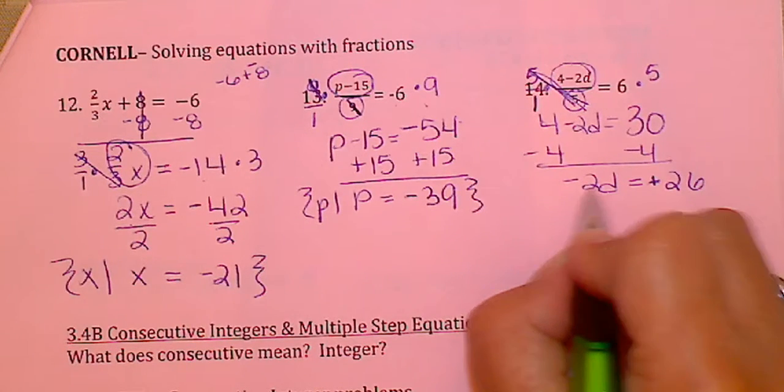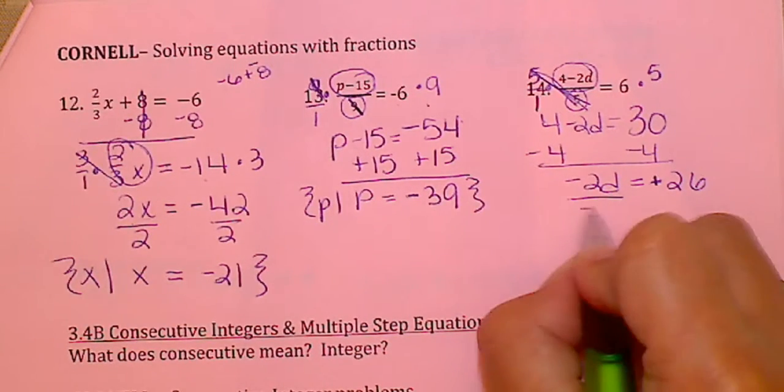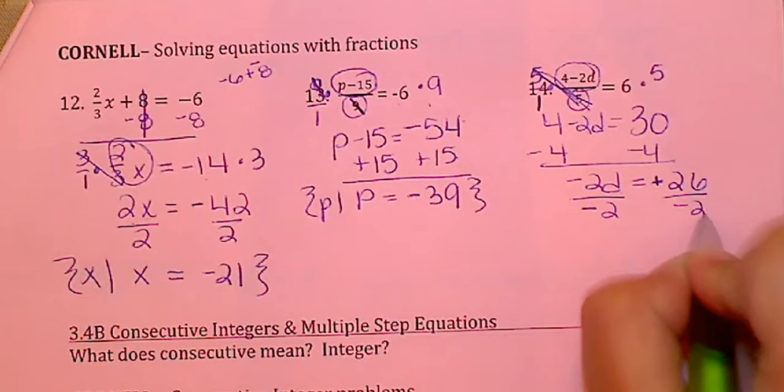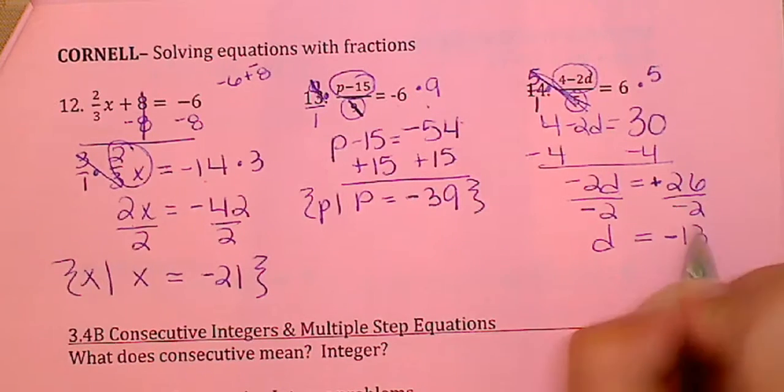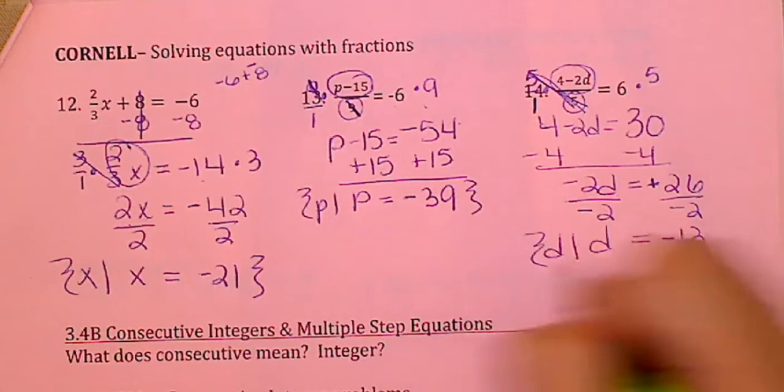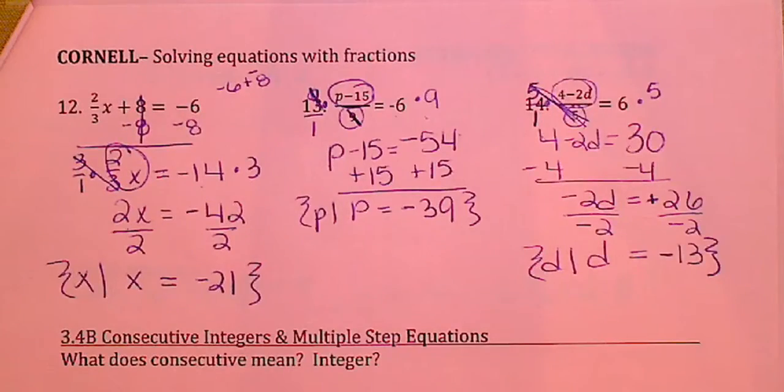And then we want to get d alone. So it's being multiplied by negative 2. The opposite of that would be to divide by negative 2. So we get d equals negative 13. D such that d equals negative 13.